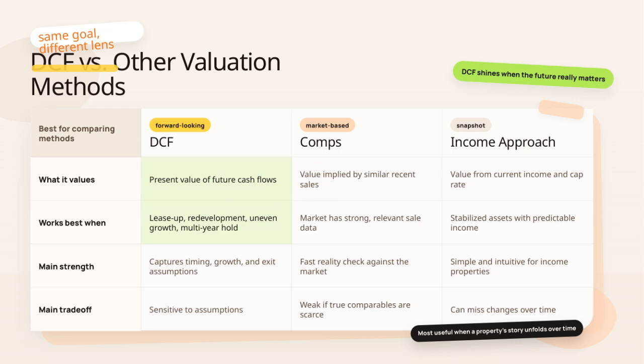DCF is powerful but sensitive to assumptions and requires a well-thought-out story about the property's future. Comps can give a quick market reality check, but struggle when comparable sales are scarce. The income approach is simple and intuitive, but might miss gradual changes over time. Overall, DCF is most useful when the property story unfolds over several years and future cash flows truly drive value.